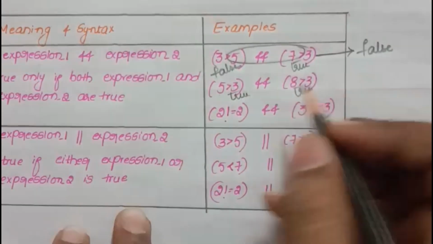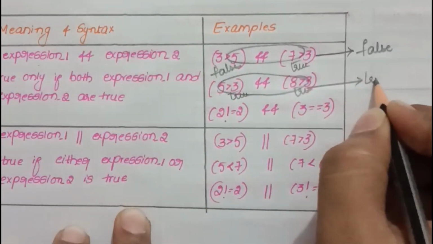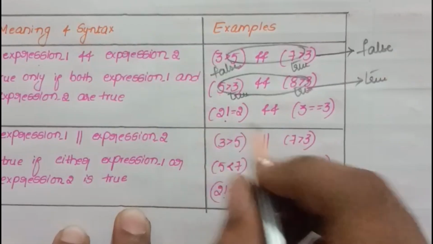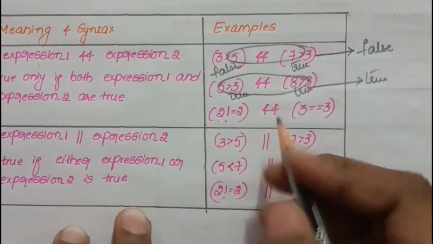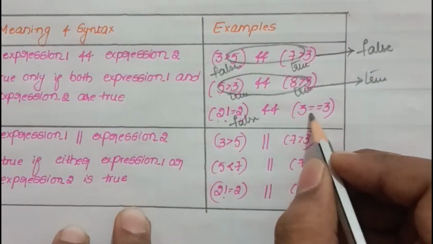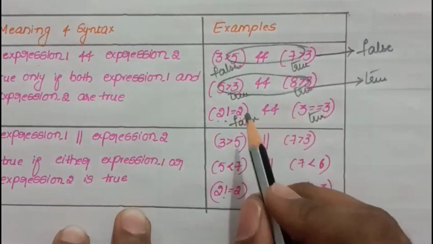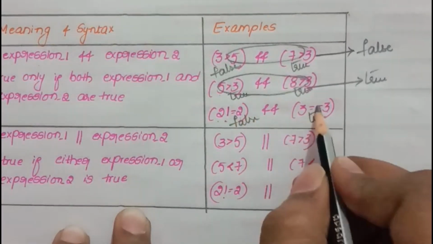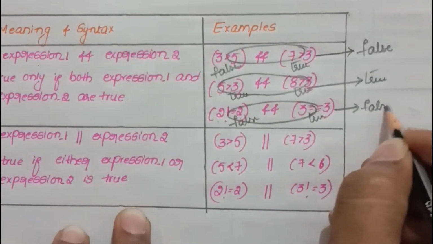So the entire expression will get evaluated as true because both of them are true. 2 not equals to 2, of course false. 2 is equals to 2, 3 double equals to 3, true, but both of them have to be true for logical and, so the entire expression will get converted to false.